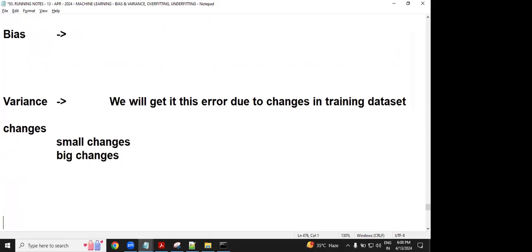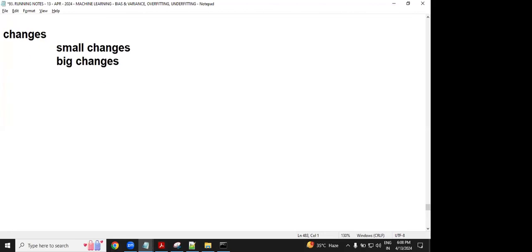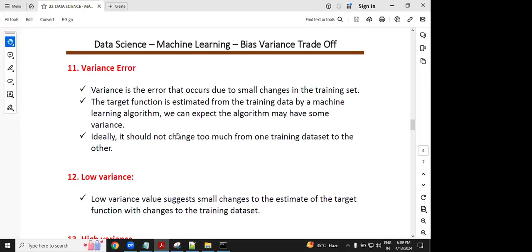I'm repeating again. My father started giving training. My father divided the data in a 70-30 ratio. Yesterday I gave an example. In between, my brother came and added a few more images, small changes actually. 70 plus 120. Can I say here is a small change? Or here is a big change? Now read the points one by one.